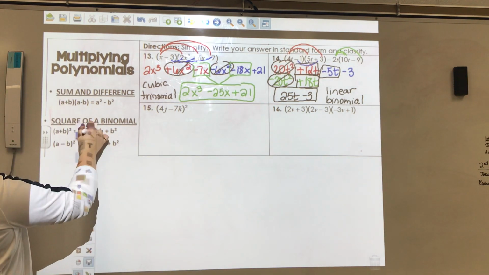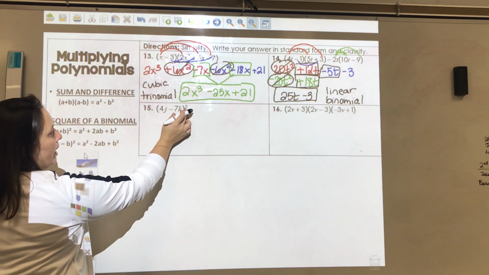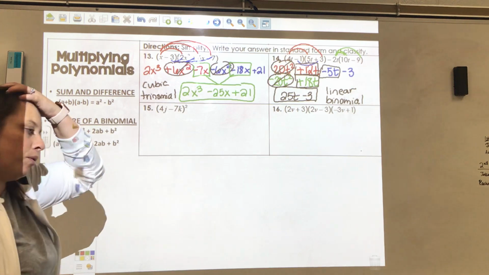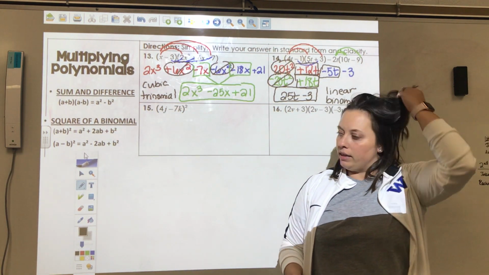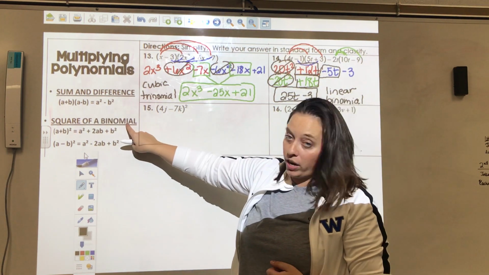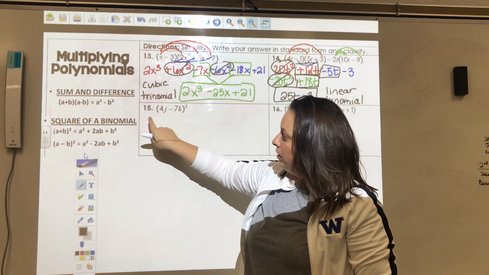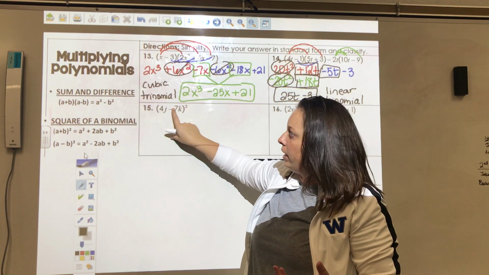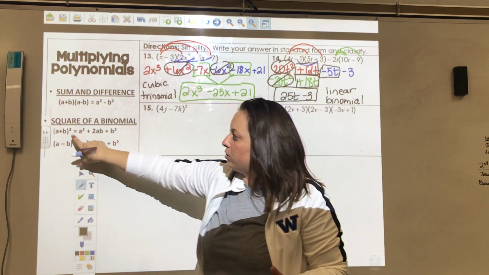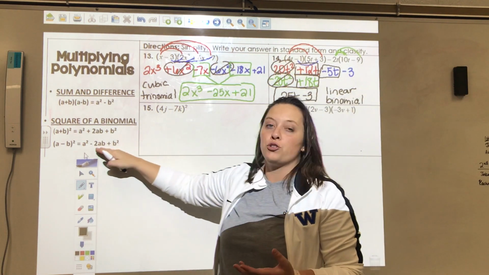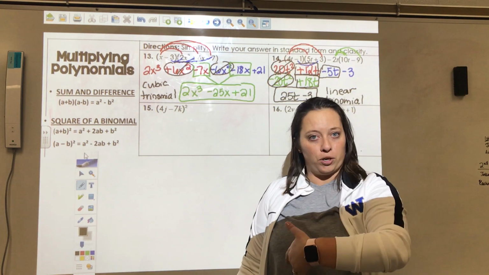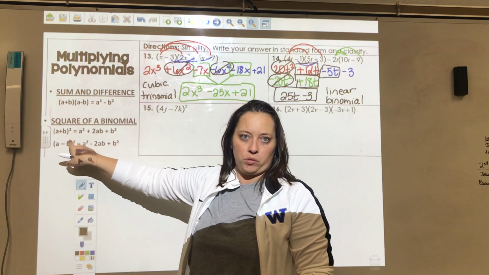All right, so here we got 4j minus 7k squared. This is what we call a trick type of multiplying. This is going to be a square of a binomial, what you wrote earlier. Notice it's squared, and it's going to be a plus or a minus, so we're going to use this one right here. What we have to do to be able to use this trick is distinguish what is your a and what is your b. It's very easy. Look, it's a minus b squared.